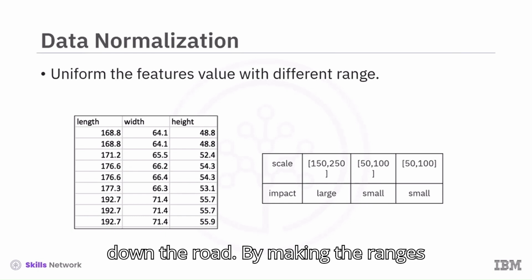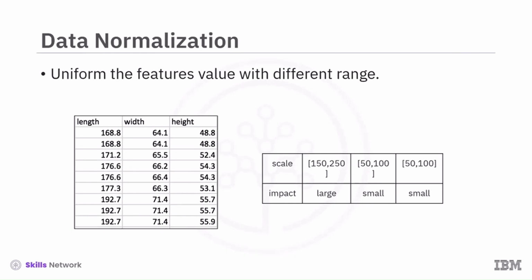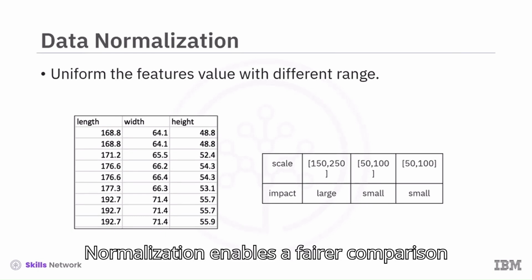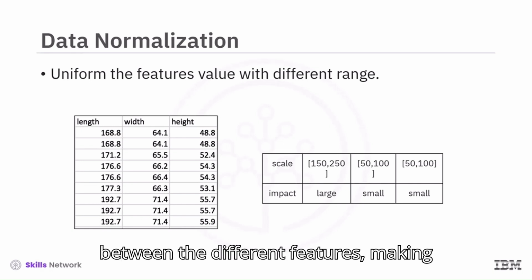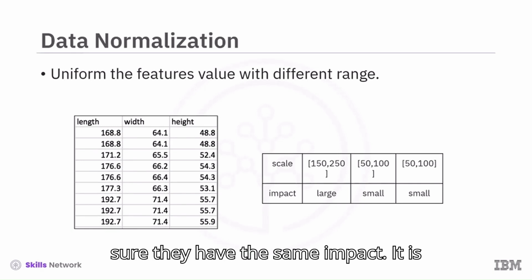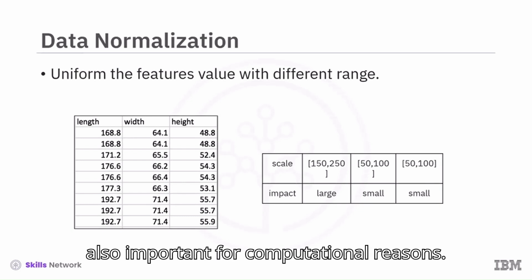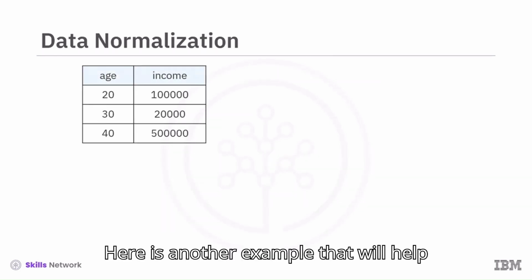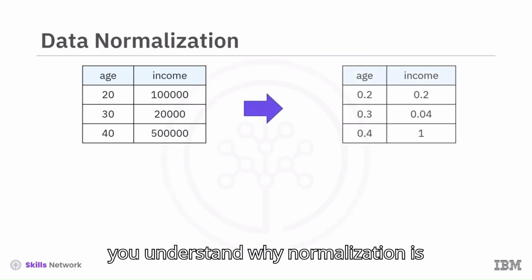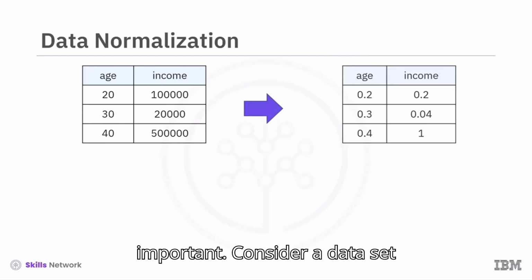By making the ranges consistent between variables, normalization enables a fairer comparison between the different features, making sure they have the same impact. It is also important for computational reasons. Here is another example that will help you understand why normalization is important.